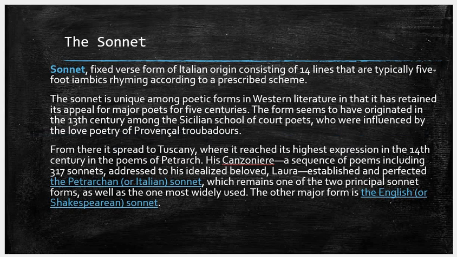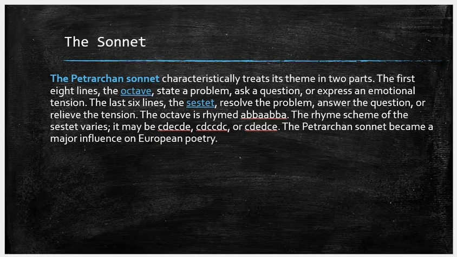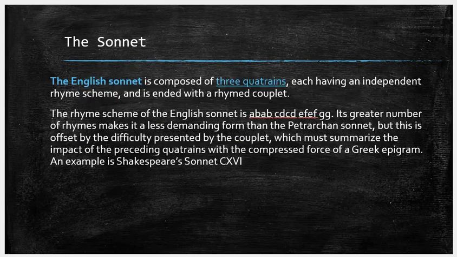The first form of poetry we are handling here is the sonnet. Although we have different types of sonnets, we are going to focus on the English sonnet. The English sonnet, or the Shakespearean sonnet, is composed of three quatrains, each having an independent rhyme scheme or rhyming pattern, and is ended with a rhymed couplet.